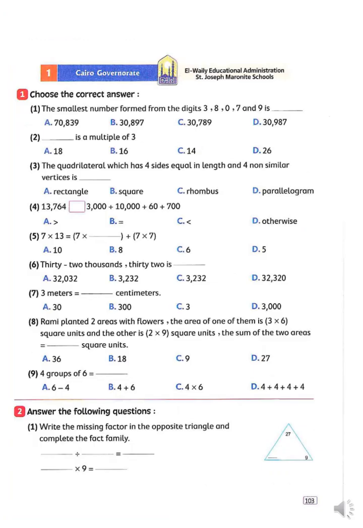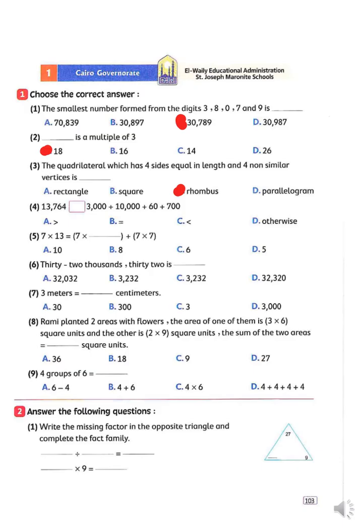Cairo Governorate. Choose the correct answer. The smallest number formed from the digits 3, 8, 0, 7, and 9 is 30,789. The next question. Blank is a multiple of 3: 18 is a multiple of 3. The quadrilateral which has 4 sides equal in length and 4 non-right angles is a rhombus.